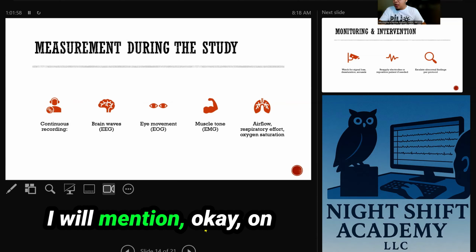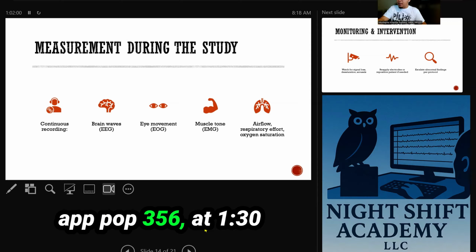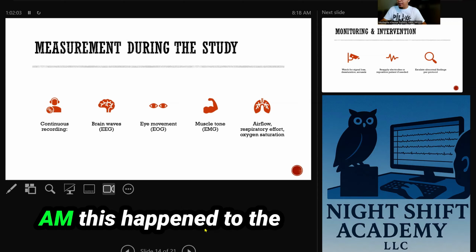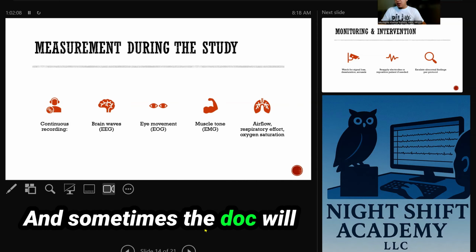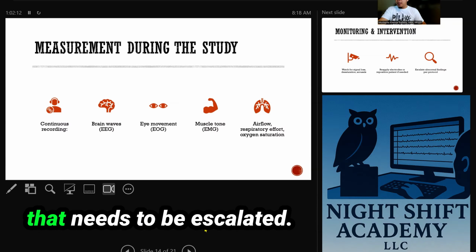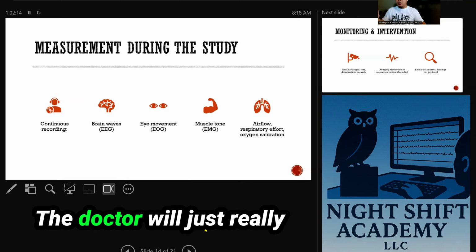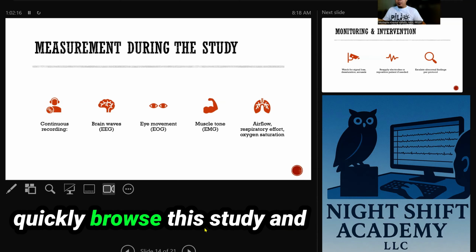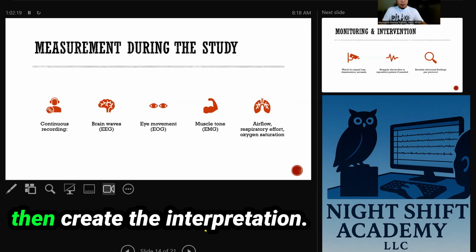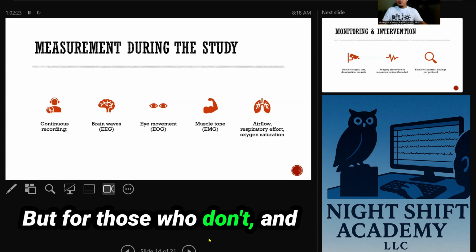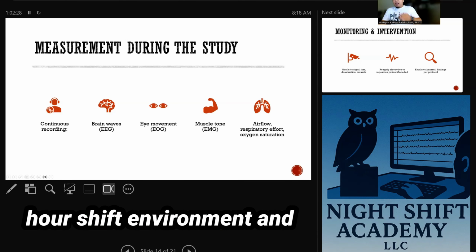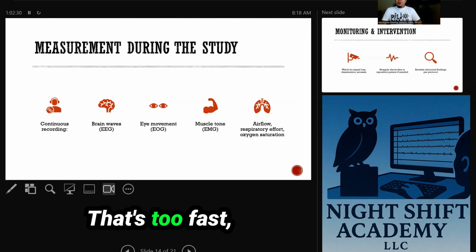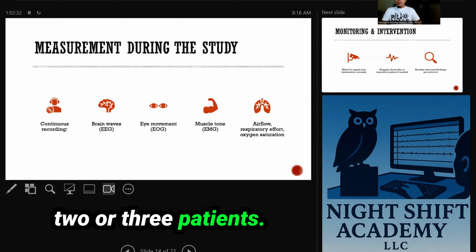I will mention, okay, on APOC 356 at 1:30 a.m., this happened to the patient. Please review. And sometimes the doctor will just say, okay, there's nothing that needs to be escalated. The doctor will just really quickly browse the study and then create the interpretation. But some techs work in a 10-hour shift environment, and so they can't really score. That's too fast, especially if you have 2 or 3 patients.